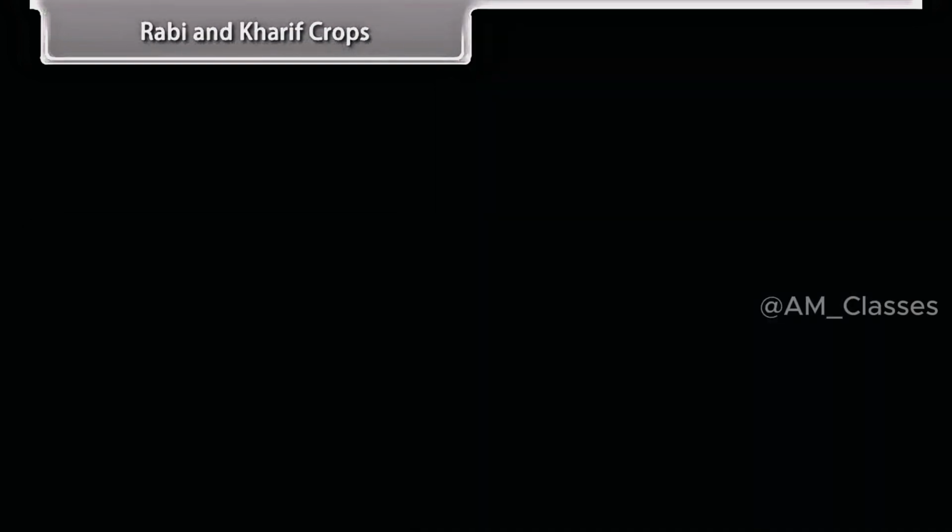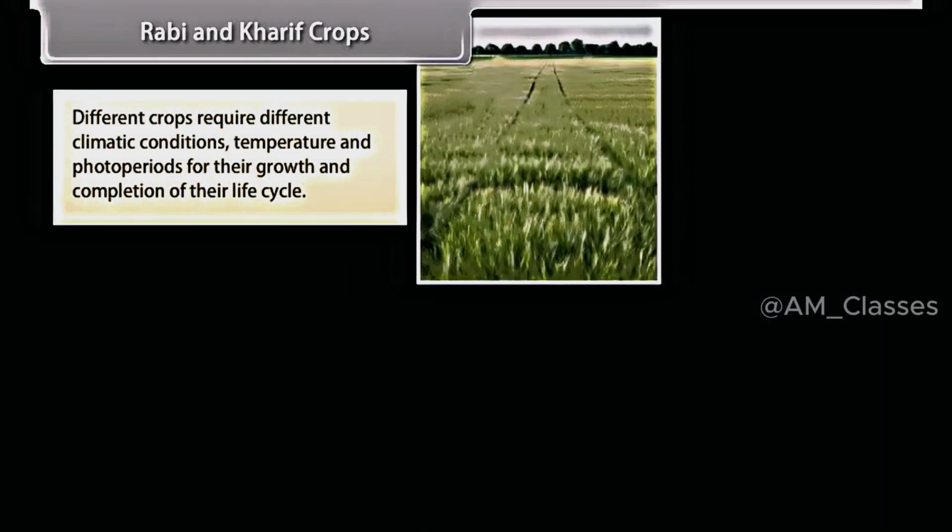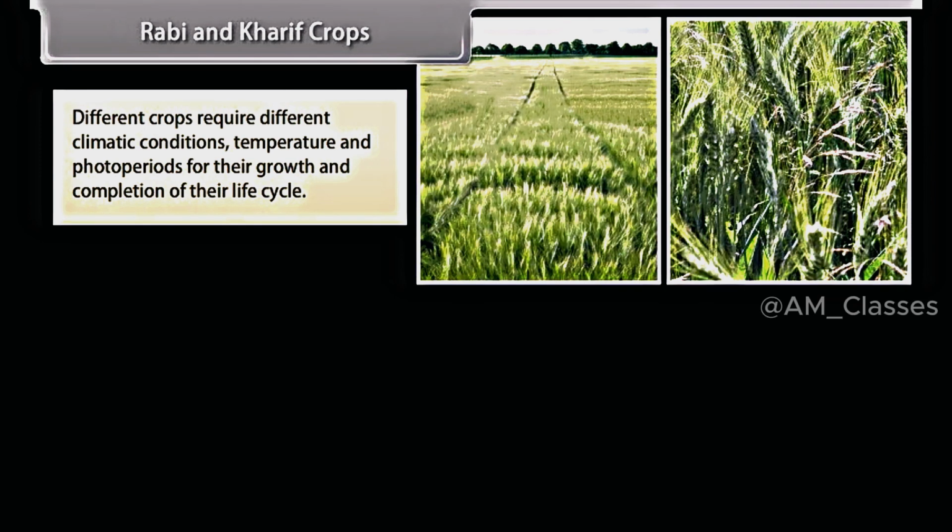Rabi and Kharif crops. Do you know that different crops require different climatic conditions, temperature, and photoperiods for their growth and completion of their life cycle? We have already studied that growth of plants and flowering are dependent on sunlight.